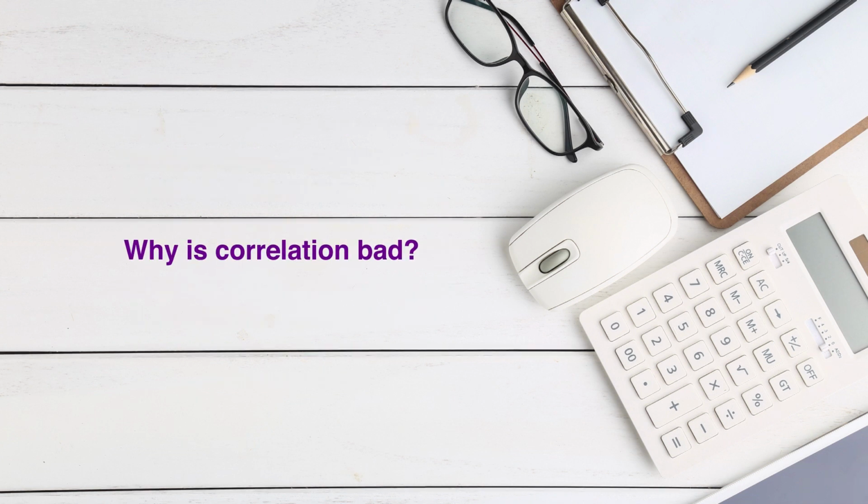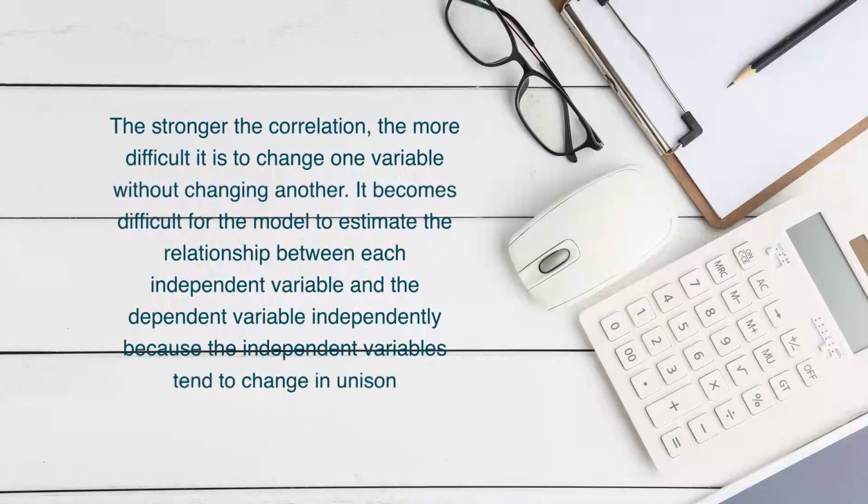So why is correlation bad? The stronger the correlation, the more difficult it is to change one variable without changing another. It becomes difficult for the model to estimate the relationship between each independent variable and the dependent variable independently, because the independent variables tend to change in unison.